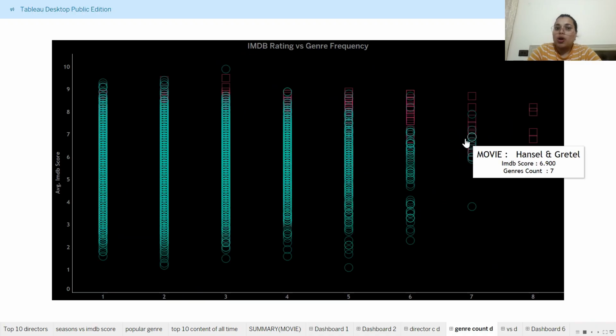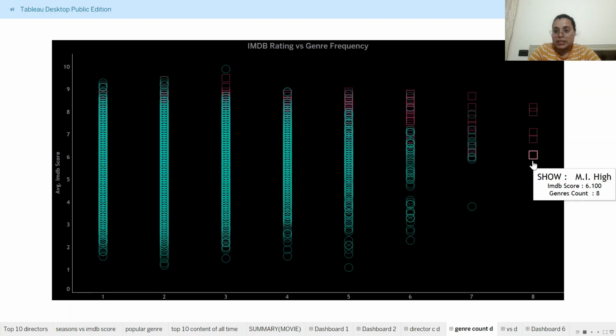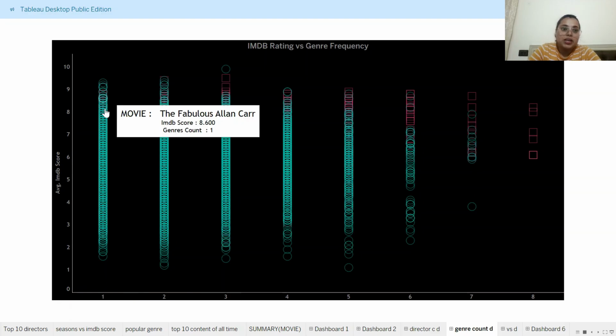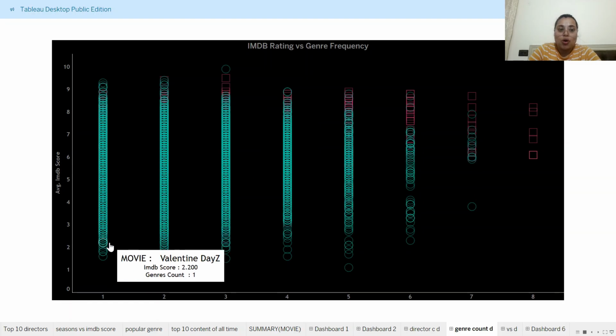This chart is all about IMDb rating versus genre frequency. We can see here that if the genre count is 8 for the shows, here we don't have any movies. The rating of these shows is higher, basically more than 6. If the IMDb score is 6, it is a more likable show. If we talk about movies, with one genre count in movies, we can see the variance in the movie IMDb rating.